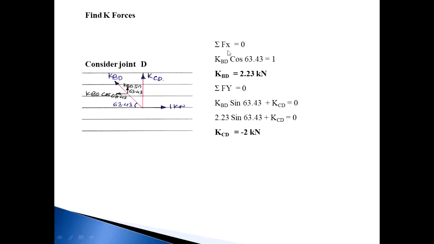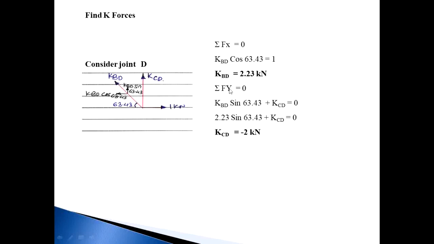First consider summation Fx is equal to 0. In the system, two forces are in the horizontal direction, that is 1 kilonewton and KBD cos 63.43. This 1 kilonewton goes on the right side and this KBD cos 63.43 goes on the left side. Then KBD is equal to 1 divided by cos 63.43. Then KBD is equal to 2.23 kilonewton.